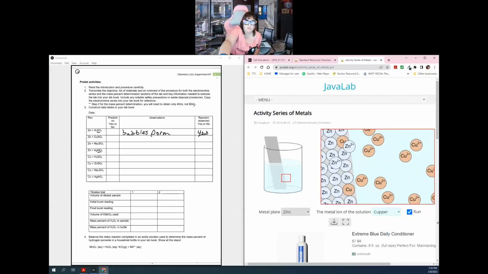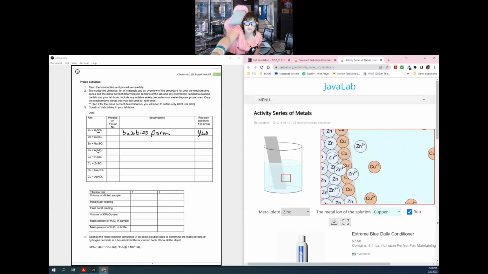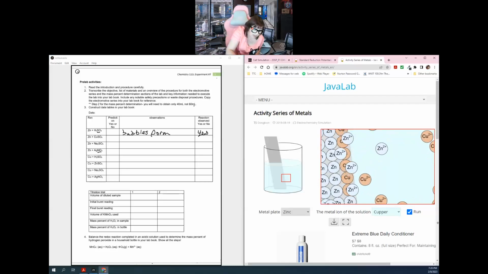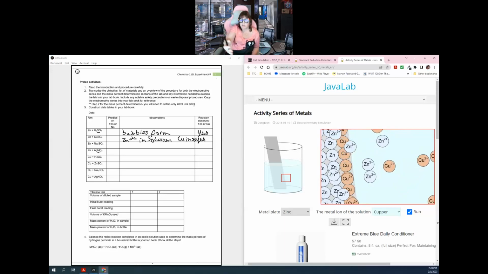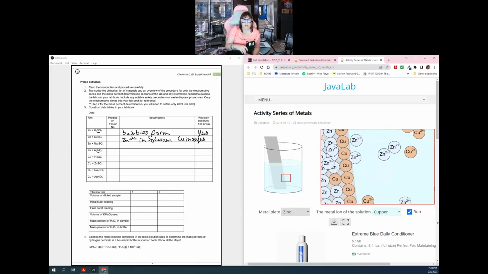This copper came up, and it reacted, became part of this, became Cu solid, and the Zn2 plus came off. So that is a reaction, okay? And what you see in the simulation is Zn2 plus in solution, Cu in solid. Okay, because that's what we're observing as we watch this. Okay, so that's what we're talking about. And we want you to make observations for all of these. There are only 4 of them that are actually going to have reactions. We'll talk about that later.